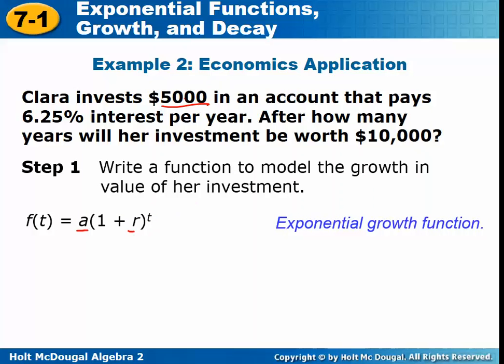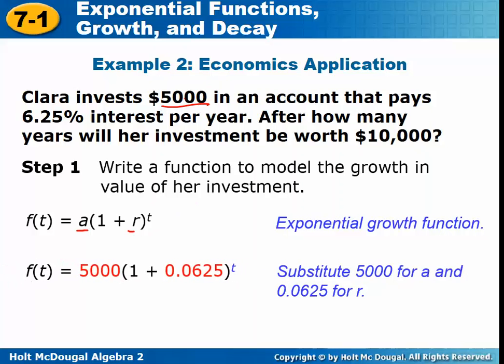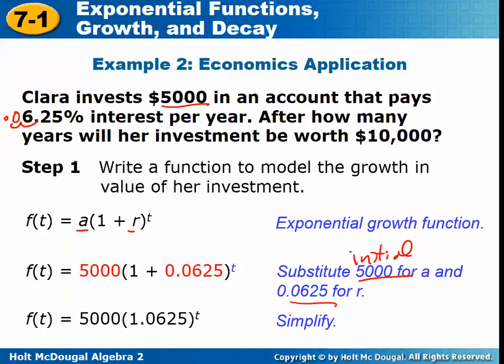So we'll replace the a with the initial value, and the initial value is 5,000. So a is equal to 5,000. That's the initial value. And r is 6.25 written as a decimal. So 6.25, move your decimal point over 2 places. You have to add the 0 after the decimal. So that's part of it, is to write the function that models that. And then we can simplify that just a little bit by adding the 1 plus the 0.0625 to get 1.0625 to the t power, and then the 5,000 in front of that.